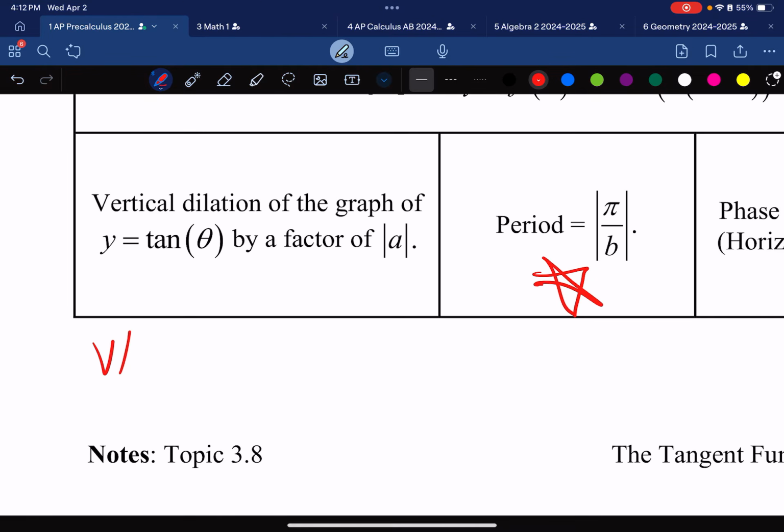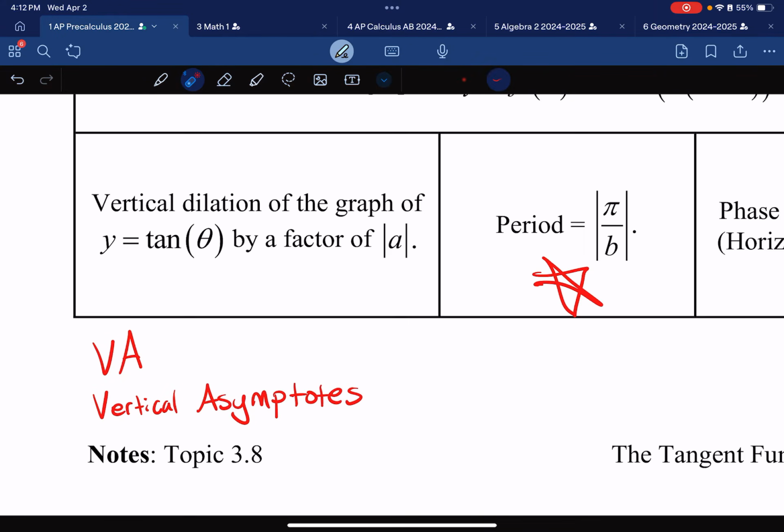I usually just say VA because I'm lazy, but if you want to spell out vertical asymptotes, again, you don't pronounce the P. This is how you pronounce it, asymptote. If you pronounce the P, you also pronounce pterodactyl as pterodactyl, which is weird, but whatever.